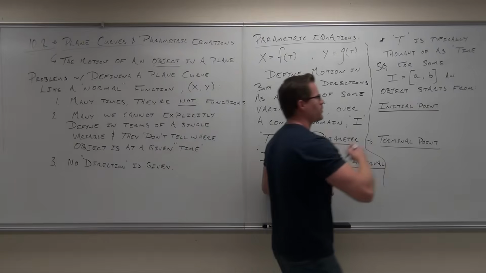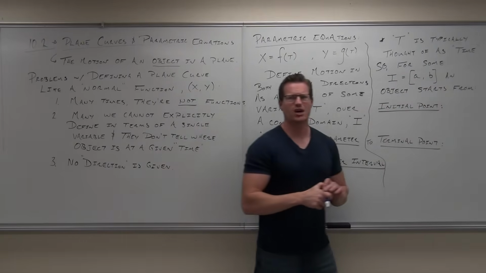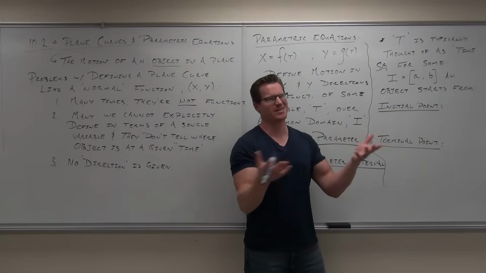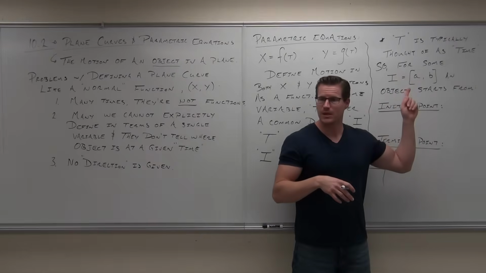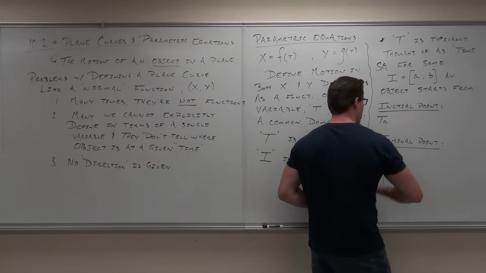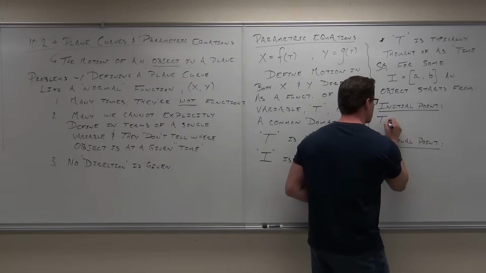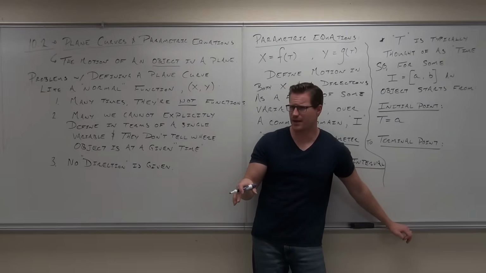Let's talk about the initial point. Now, we just talked about it. Hopefully you guys hung on to it. Tell me, when is the, it's kind of weird to say when, but when's the initial point going to start? At A or B? A. So when t equals A, we're going to get our initial point. Are you all understanding that idea? So t equals A is where we start our motion.